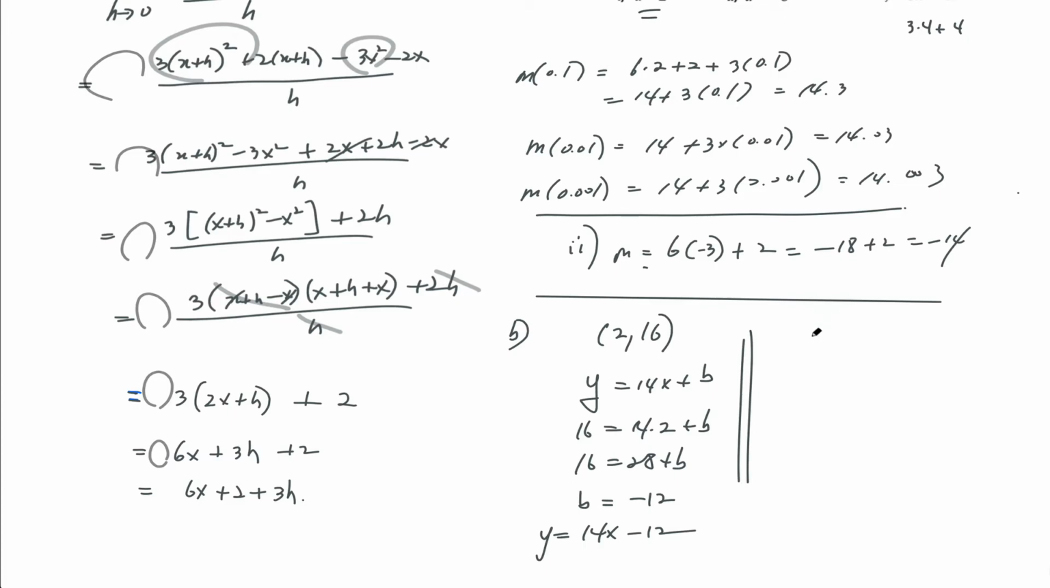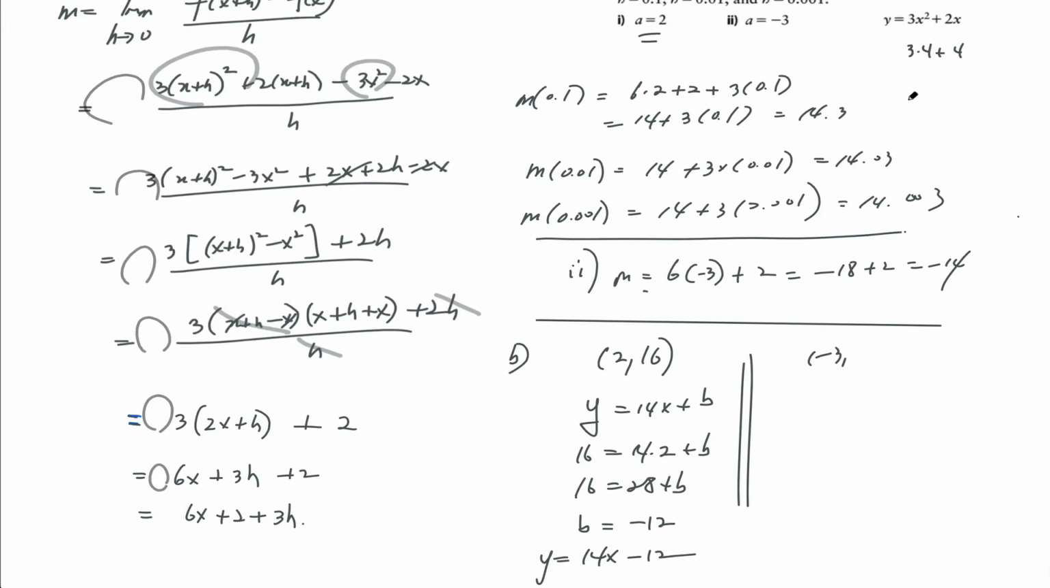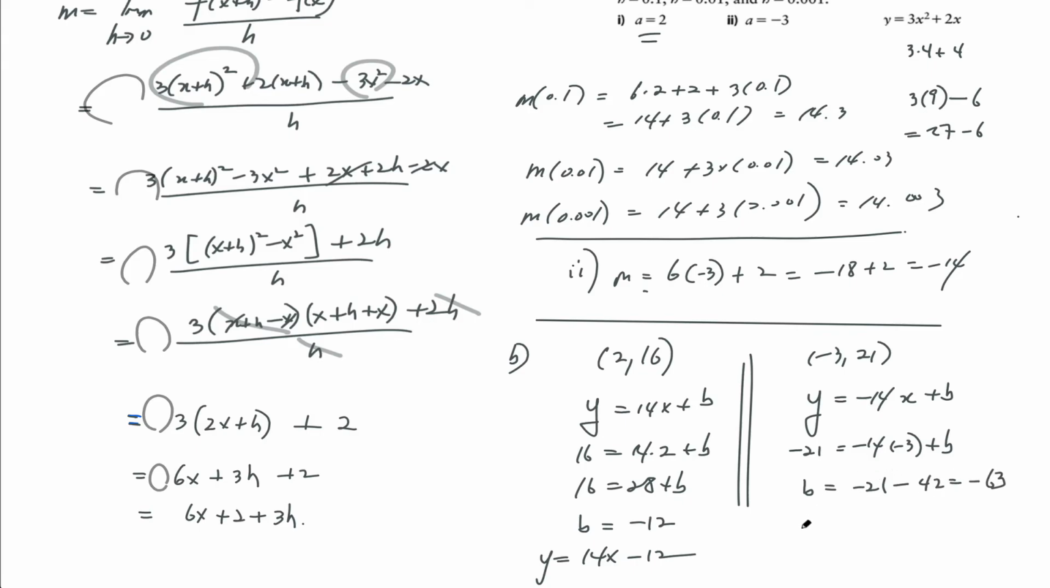When x is negative 3, if you put negative 3 in here, you get 3 times 9 minus 6. So that's 21, right? So we have y equals, this is the slope, and plug this in here. x is negative 3, so b is minus 21. This is positive, so minus 30, 42. Is that minus 63? The equation here is y equals minus 14x minus 63.